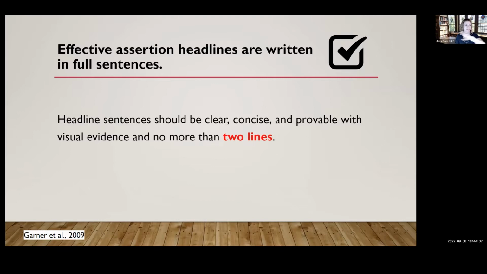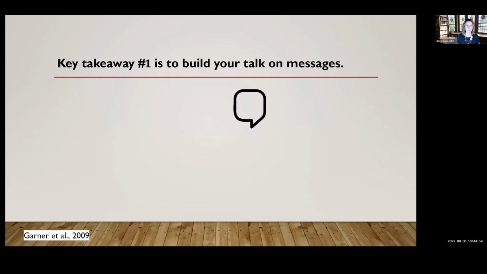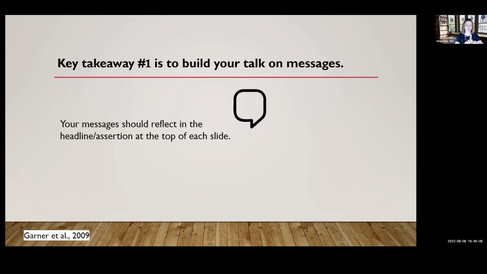If you're going to do a science research project, this is your 1 sentence. This is my theory. Here's what I'm going to prove. The reason is that people can read that and comprehend it, and they're not having to fill in the blanks from a half sentence or a couple of words. I'm going to repeat all of my main points throughout this so you can remember what I'm talking about as I go through. Key takeaway number 1: build your talk on messages with those assertion headlines at the top in full sentences. And this all comes from that research article.